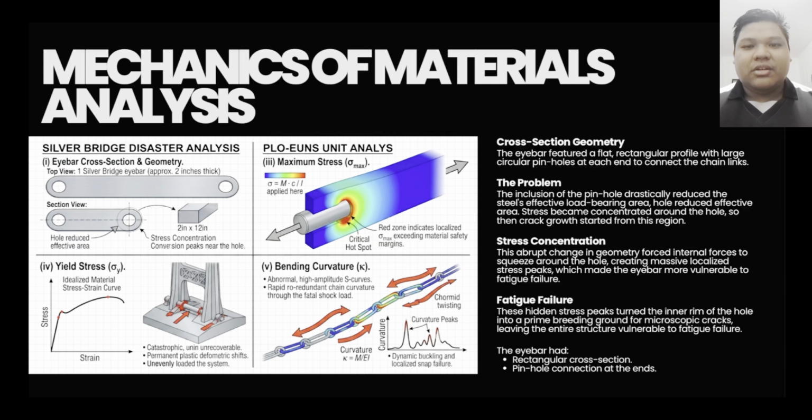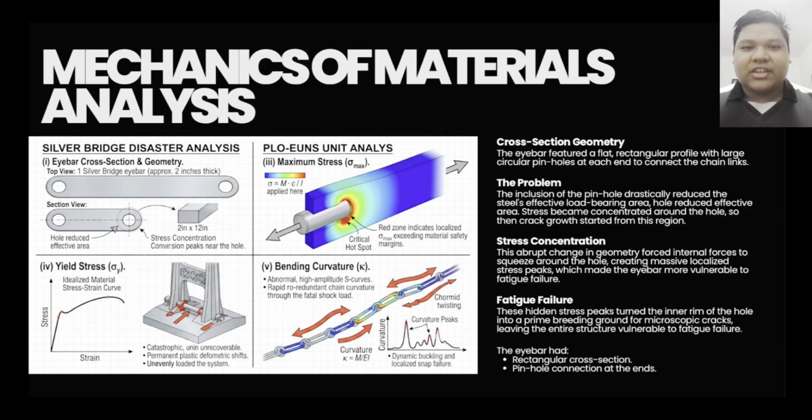From a structural perspective, the I-bar was designed with a flat rectangular cross-section along most of its length with a large circular pinhole at each end. This design was considered efficient during the 1920s because it simplified manufacturing and reduced construction costs. The pin-connected system also allowed the bridge to accommodate small movement and deformation caused by changing loads and environmental conditions. However, although this design offers several advantages, it also introduces a significant structural weakness.